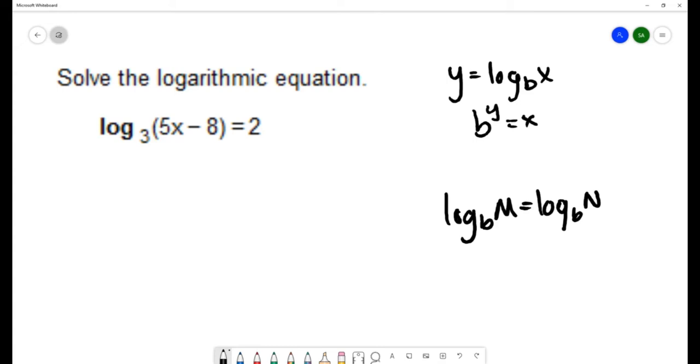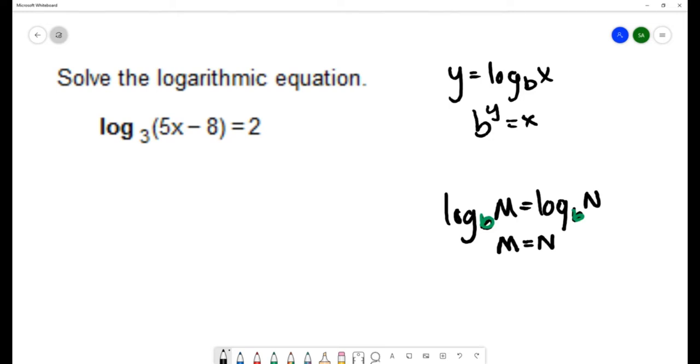And when I have logs on both sides, you have to make sure that they have the same base, otherwise this is not going to work. And what you can do is say that what's inside the logs have to be equal to each other. So these are the two strategies that I keep in mind, and this example has log only on one side, so we're going to use the strategy of converting to an exponential.